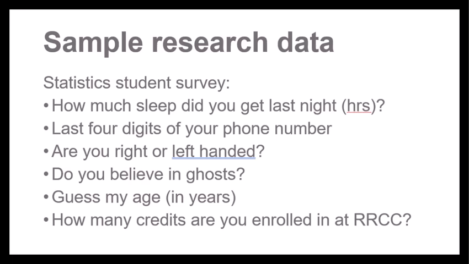Guess my age in years. This is going to be a number, and it is an actual measure. This is a number of years representing someone's age, or in this case, my age. So that would be numerical. And then finally, how many credits are you enrolled in at the college? That is also a numerical variable that represents a count.